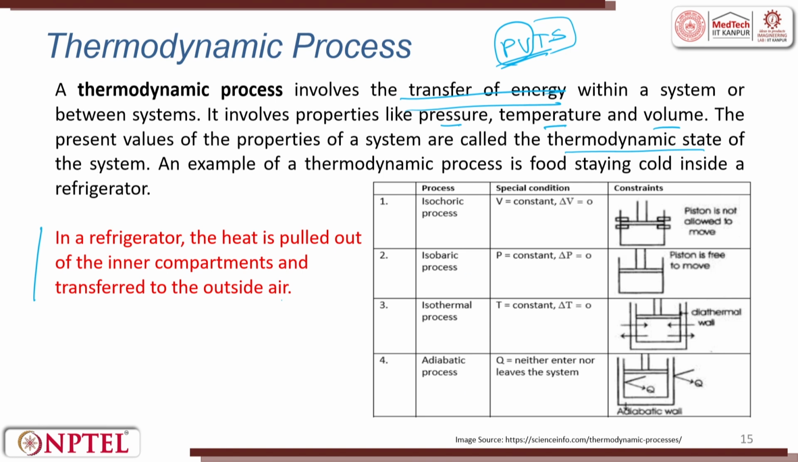We already had a small introduction: isochoric process, isobaric process, isothermal process, adiabatic process. What is an isochoric process? Volume is constant, delta V is 0. So, the constraint is that the piston is not allowed to move. Whatever heat is applied, the piston is locked. So, whatever happens has to happen, the temperature has to go up, pressure has to go up, but the volume stays constant.